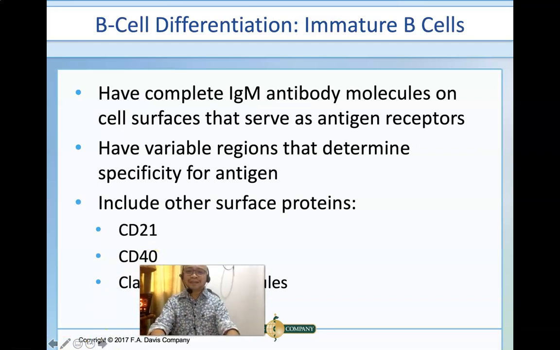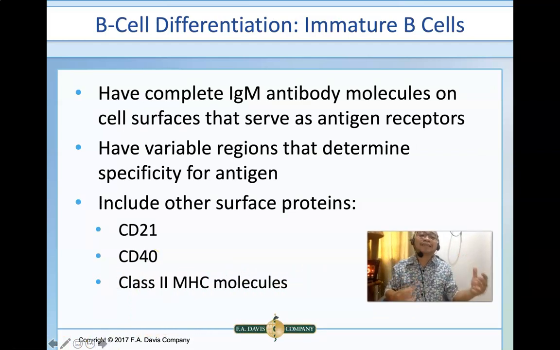Now, in order for them to be recognized as immature B cells, they must have complete IgM antibody molecules on cell surfaces. Okay, so this complete IgM antibody will serve as antigen receptor. But they must be careful not to interact with self-antigen, because once they have interacted with self-antigen, they will be eliminated. So this particular IgM antibody would also have variable regions.